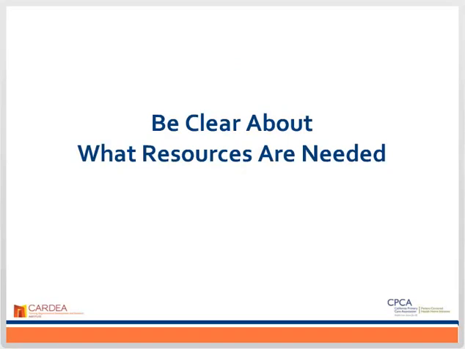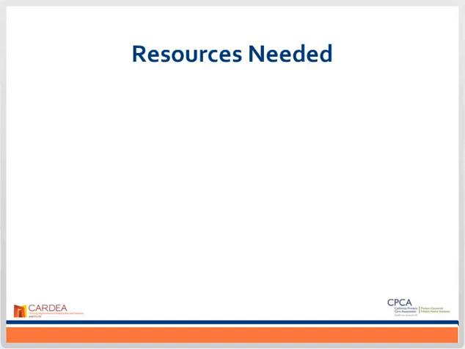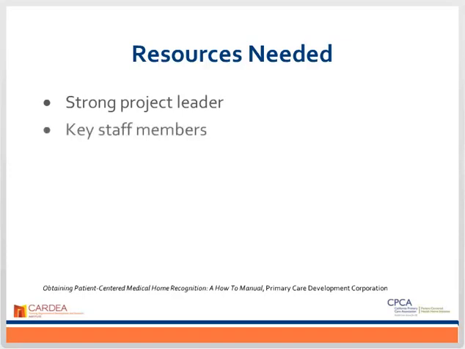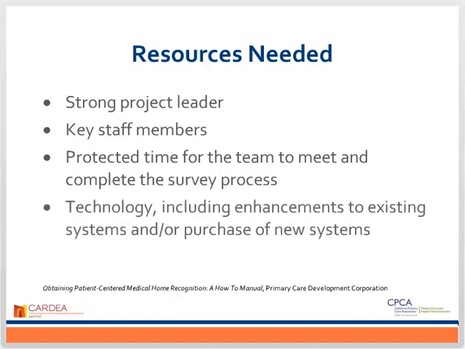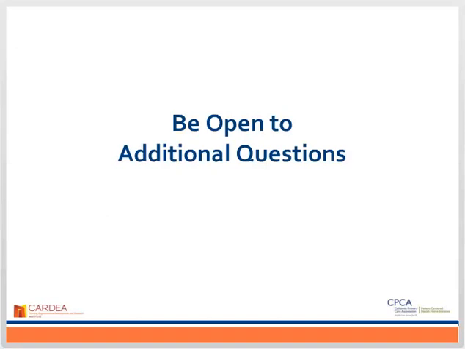Now that we've talked about how to frame the short and long-term benefits of NCQA recognition, let's talk about how to be clear with the board about what resources are needed. Resources needed include a strong project leader, key staff members including representation from administrative, clinical, and information technology departments, protected time for the team to meet and complete the survey process, particularly since the recognition process can take at least 6 to 8 months to complete, and technology, including enhancements to existing systems and/or purchase of new systems. Finally, it's important to be open to the board's questions and provide additional resources as needed throughout the process. Links to some of these resources are included in the slides at the end of this module.